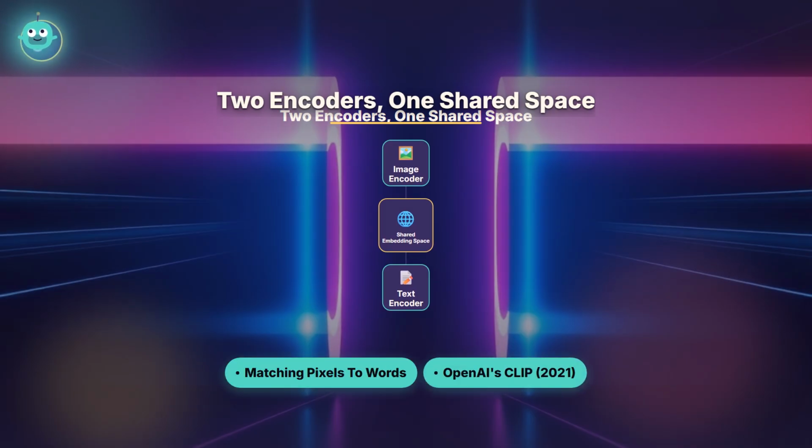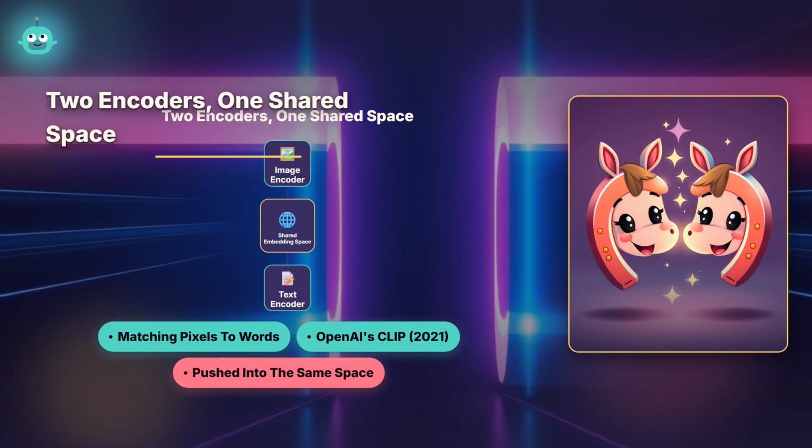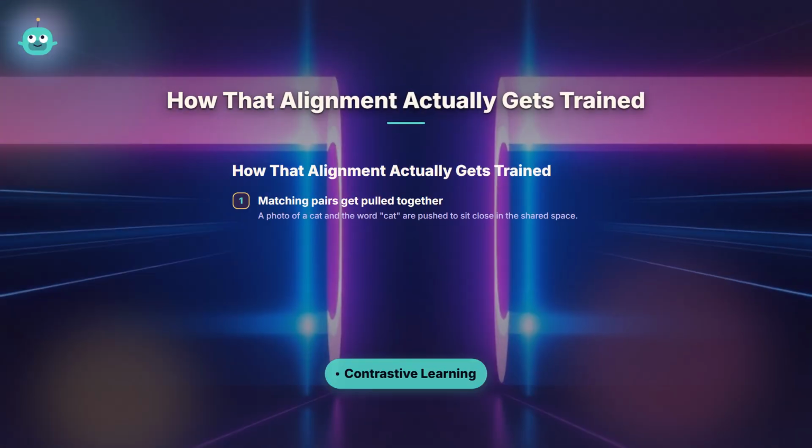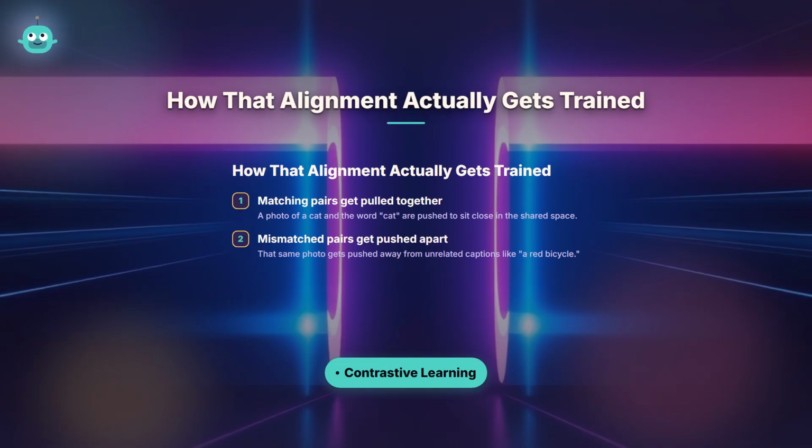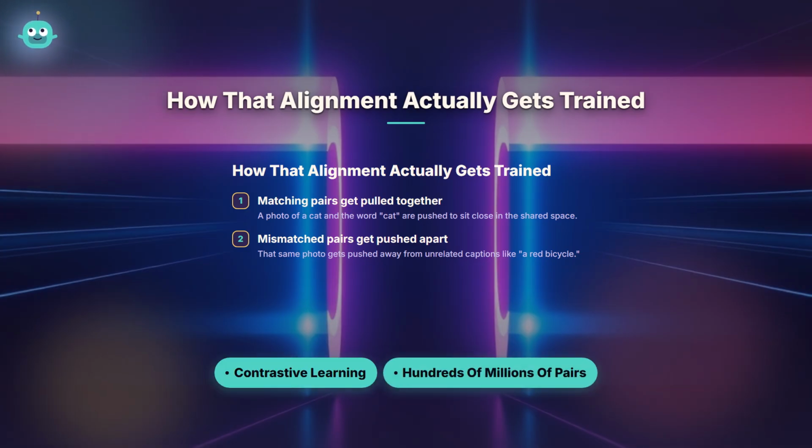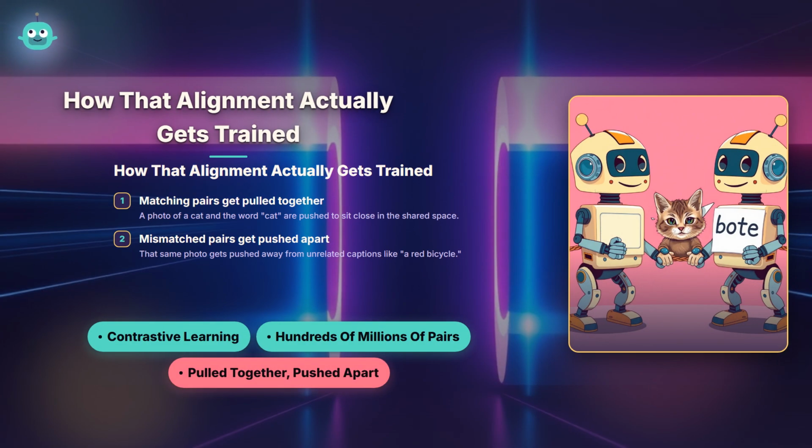OpenAI's CLIP model from 2021 trained an image encoder and a text encoder side by side. Both were pushed to land in the exact same shared numerical space, so a photo and its caption end up close together. But pushed is doing a lot of work in that sentence. The training method is called contrastive learning, and the idea is genuinely simple. Feed it hundreds of millions of real image caption pairs scraped from the internet. Correct pairs get pulled together in the shared space, wrong pairs get shoved apart, over and over, millions of times, until something in that space just clicks.